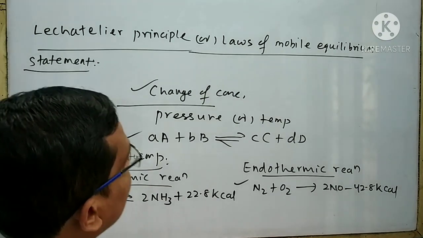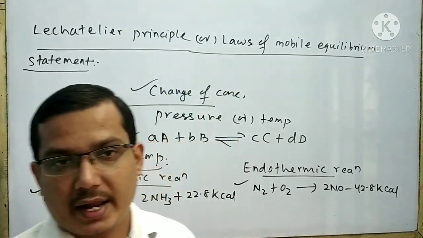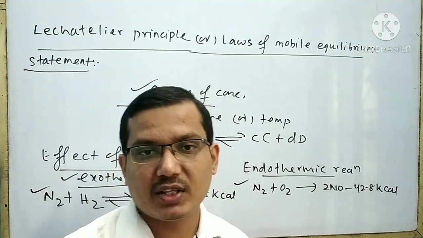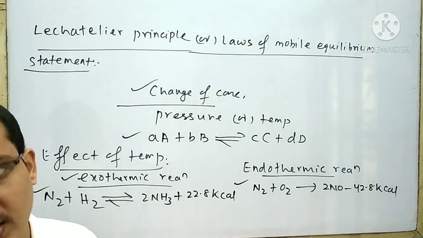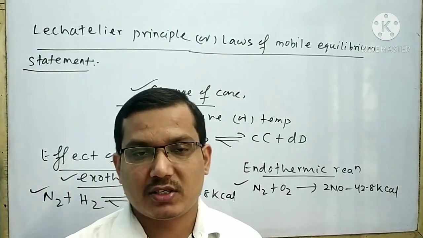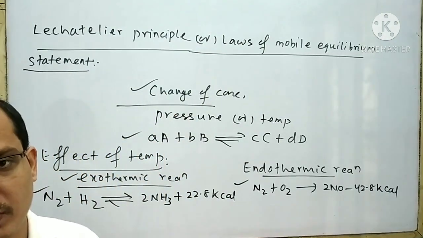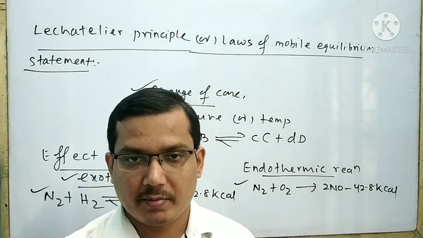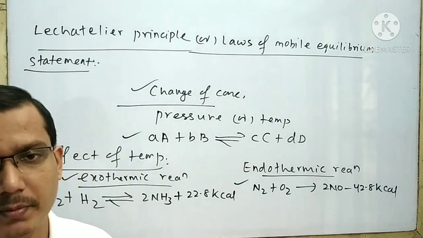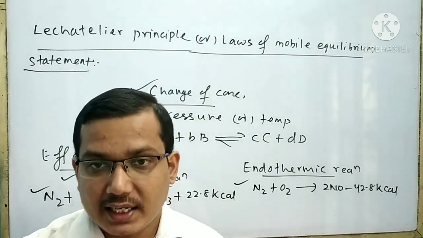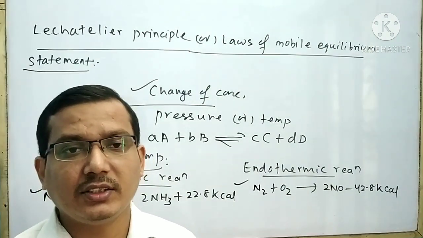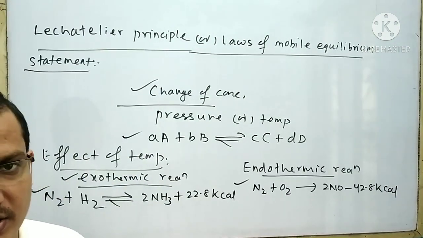According to the Le Chatelier principle, for an exothermic reversible reaction, an increase in temperature shifts the equilibrium in backward direction and vice versa. Vice versa means decrease in temperature shifts the equilibrium in forward direction. Remember, an increase in temperature shifts the equilibrium in backward direction, while a decrease in temperature shifts the equilibrium in forward direction. This is only for the exothermic reaction.